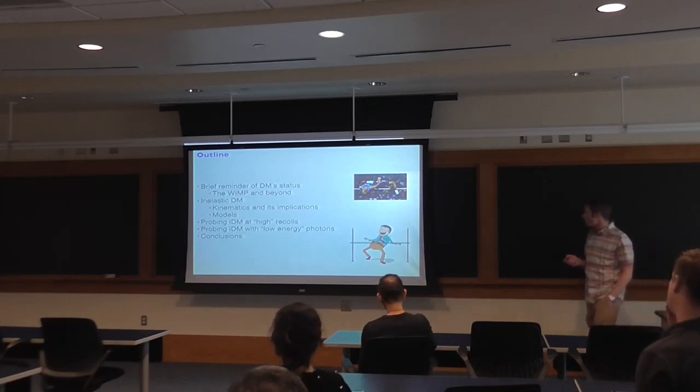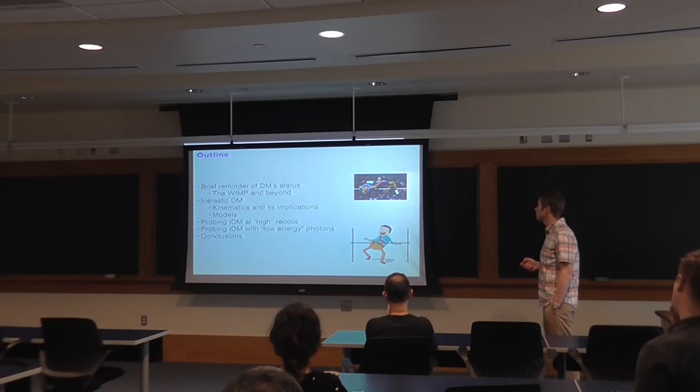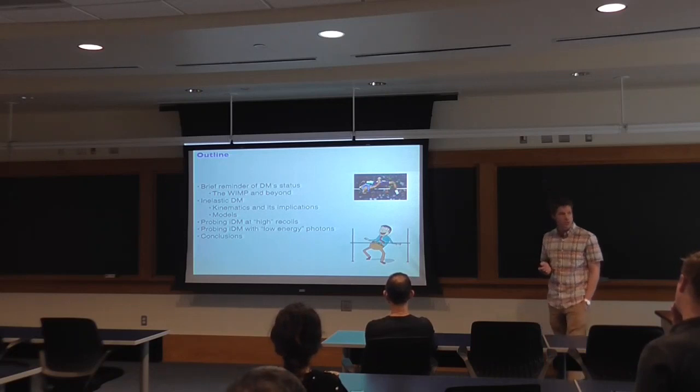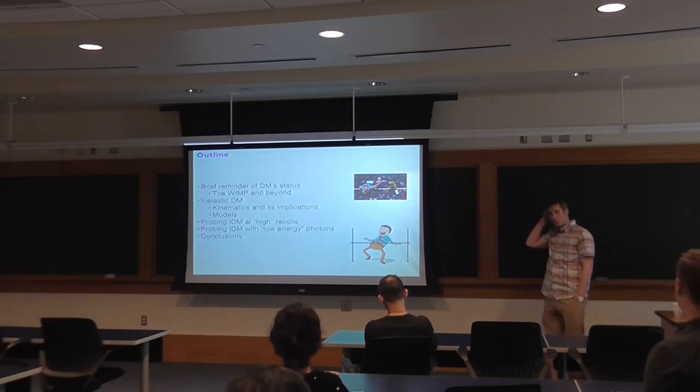Okay, so here's the outline of the talk. I'm going to be taking two approaches to looking for a particular class of dark matter models, the inelastic dark matter model. I'll explain what that means in a minute. These two approaches basically require, in one case, going to high energies, and in one case, going to low energy. So we'll take the high jump approach and the limbo approach to looking for dark matter.